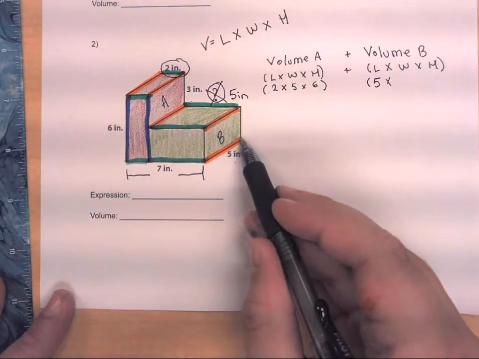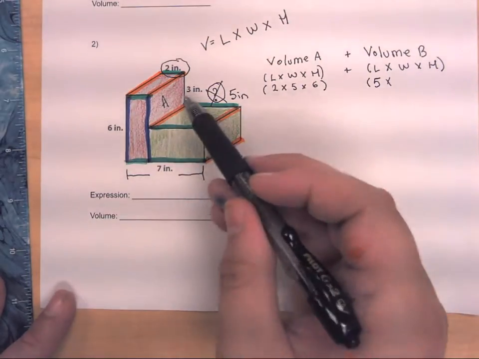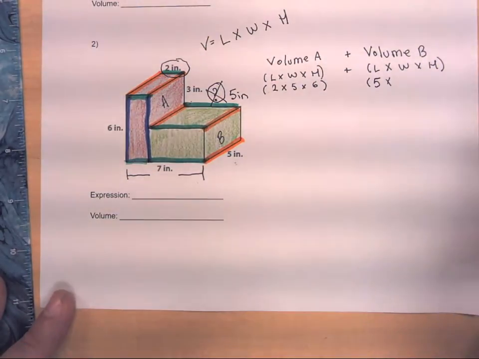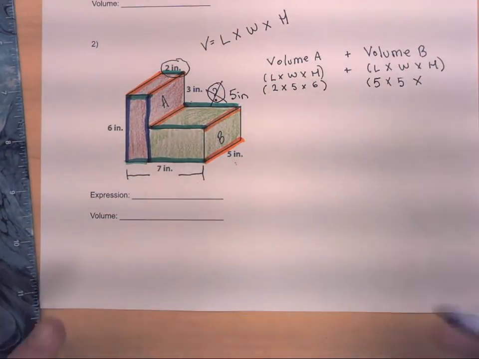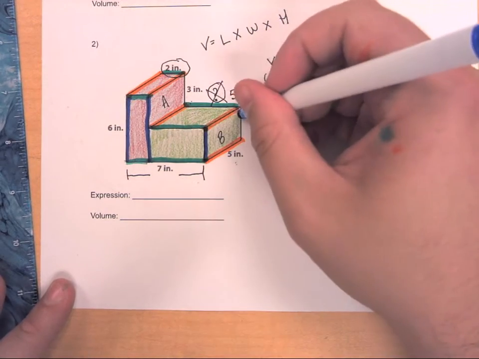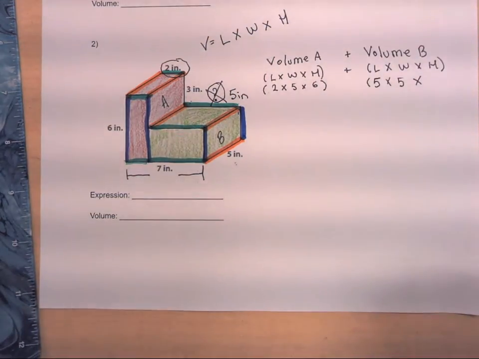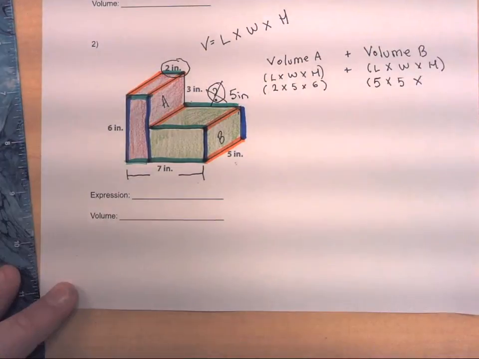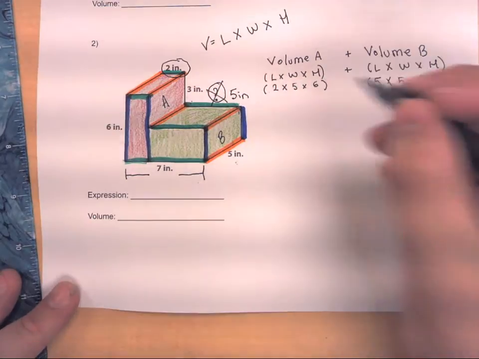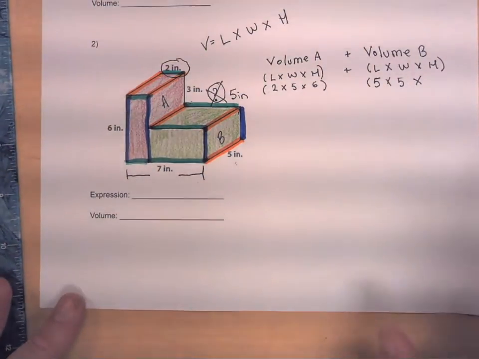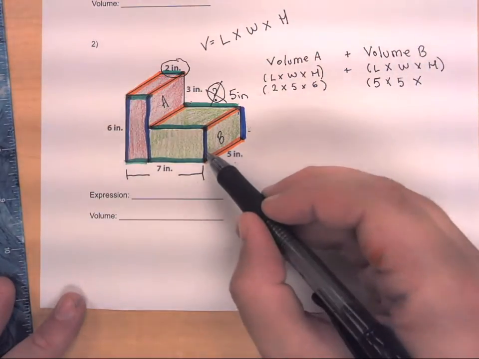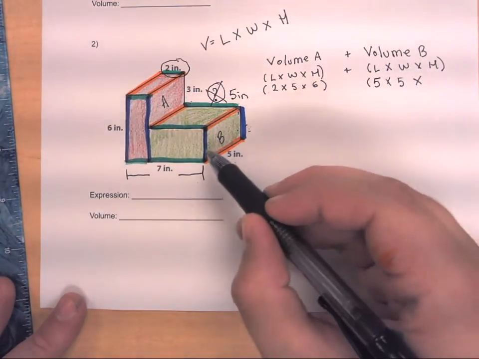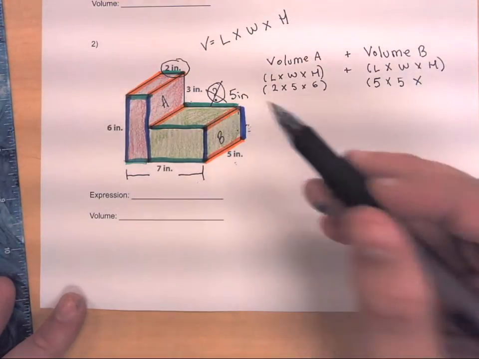Now luckily we already know that the width of B is 5 inches. So all we need to determine at this point is the height of prism B. Well, that height is again not clearly labeled, but we do have enough information from the entire figure to determine what this value would be, or this value, since these corners both represent the height of prism B.